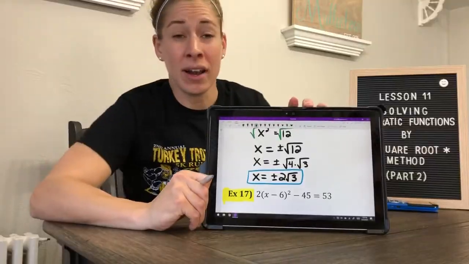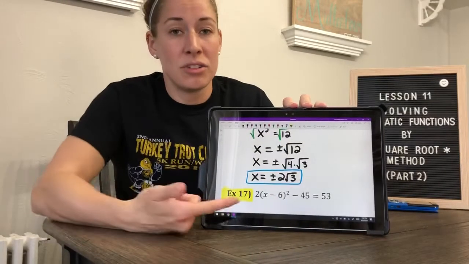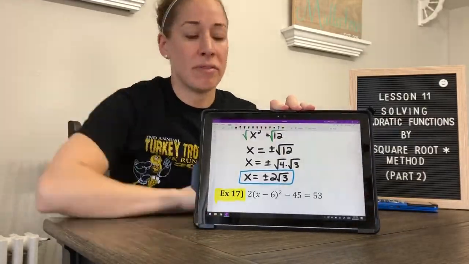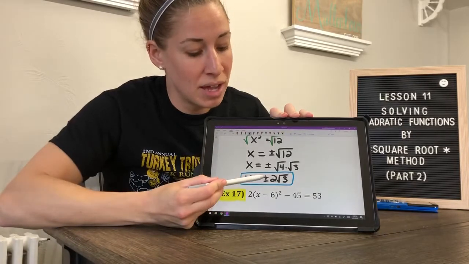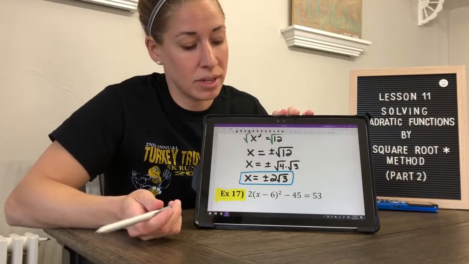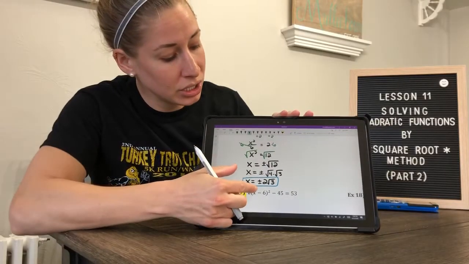Again, it looks a little funny because we're not used to seeing numbers with radicals in them. This is just an irrational number. You could type it into a calculator. It would be a decimal that goes on forever. The two answers, one is the positive version, 2 radical 3. The other is the negative version of 2 radical 3. Okay? So there are your two answers. Good?